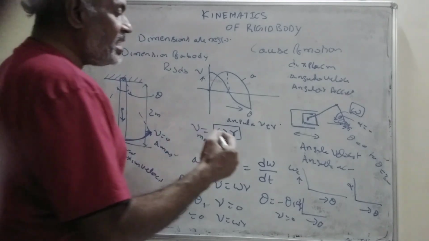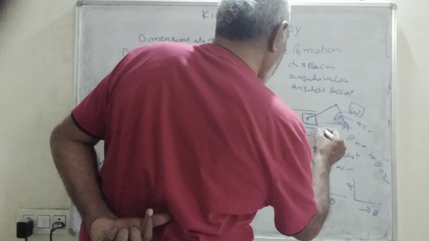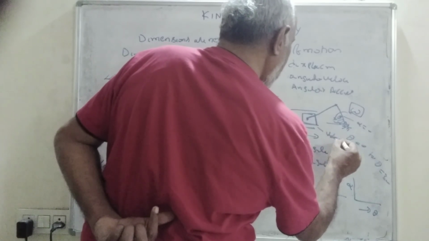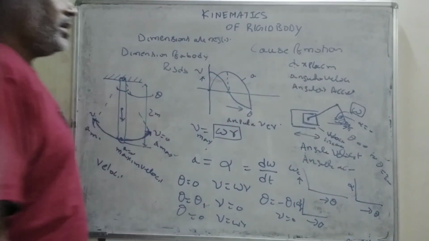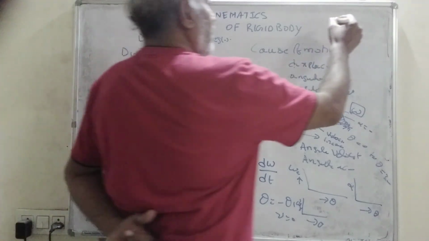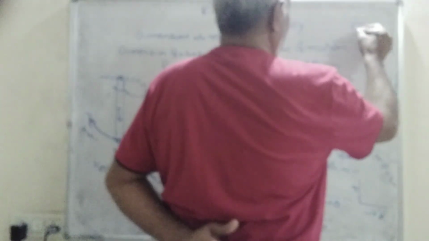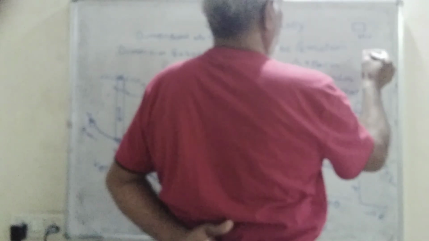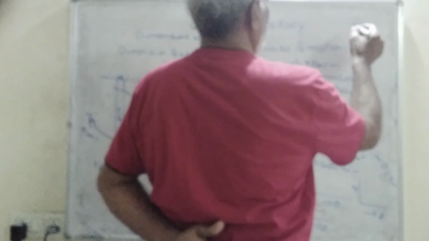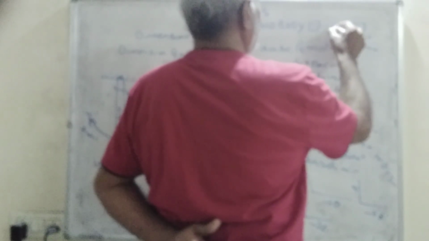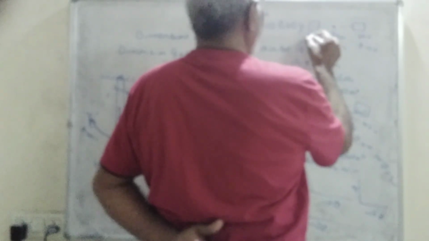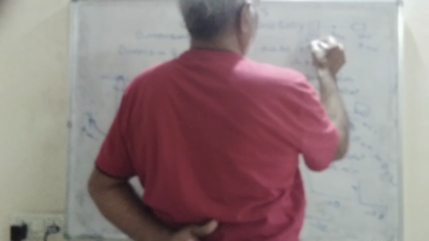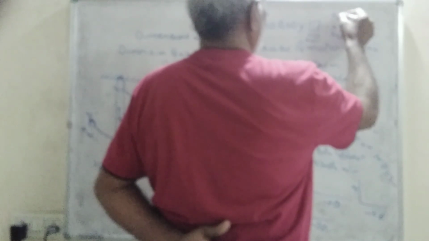Similarly, the piston also has linear velocity and linear acceleration. That means when the piston is at one extreme end, the velocity is equal to 0 and the acceleration is maximum. And at the other end, here at some point the velocity will be maximum, and at the end the velocity is equal to 0 and acceleration will be maximum. Here acceleration will be 0.